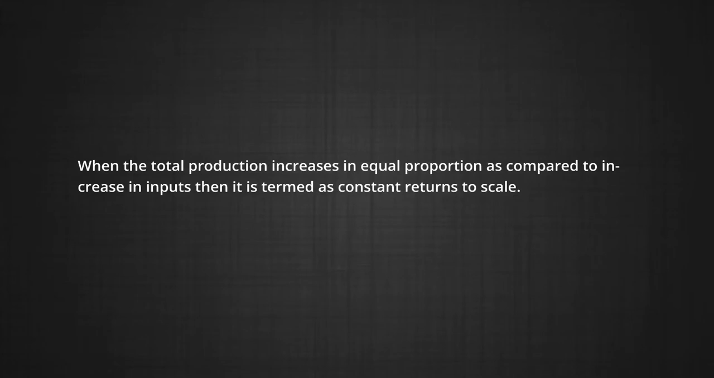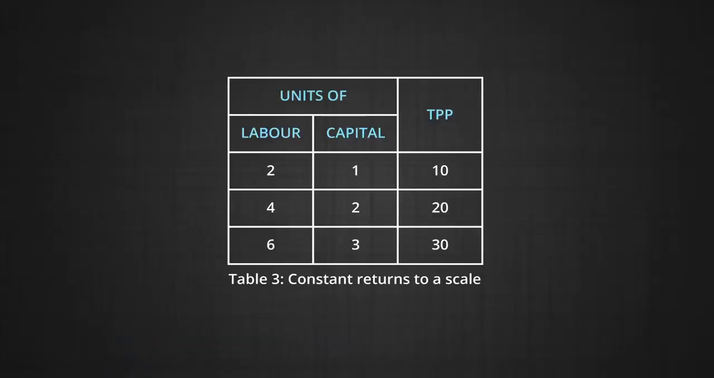When the total production increases in equal proportion as compared to the increase in inputs, then it is termed as constant returns to scale. For example, if inputs are increased by 100% and TPP also increases by 100%, then it would represent constant returns to scale. Constant returns to scale can be understood with the help of the schedule on your screen. Here, when labor is doubled from 2 units to 4 units and capital is simultaneously doubled from 1 unit to 2 units, output increases from 10 to 20 units. You can see that a 100% increase in both inputs has caused exactly a 100% increase in output.